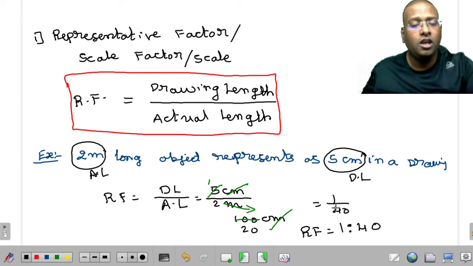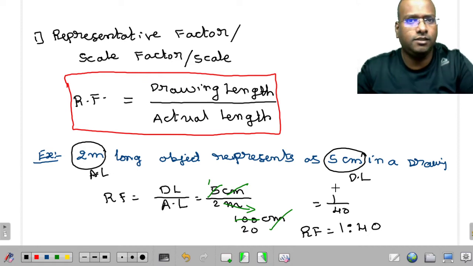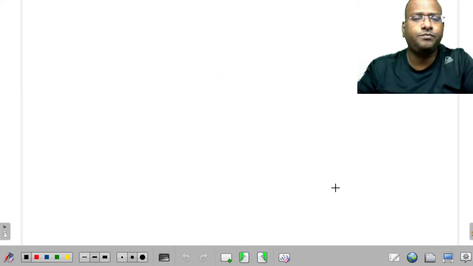1:40. This is the way we have to find the representative factor for the given information, because a room of 2 meters length or breadth is shown as 5 centimeters in the picture. Then the representative factor for this is going to be 1:40. Good. But let us consider another situation.